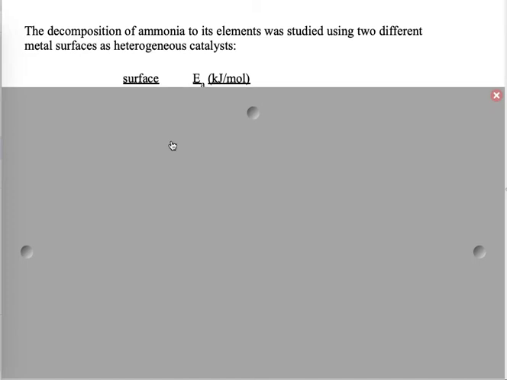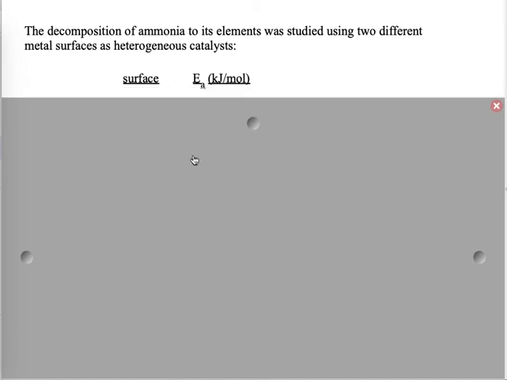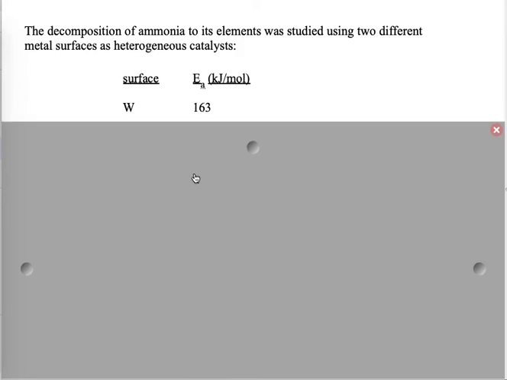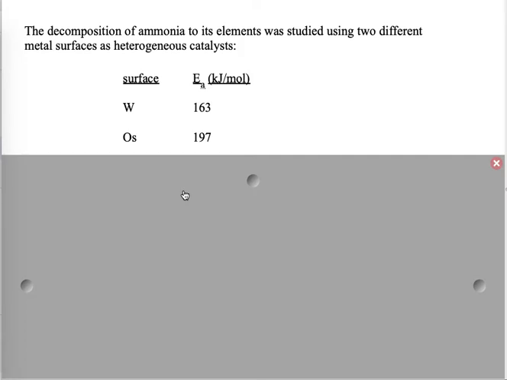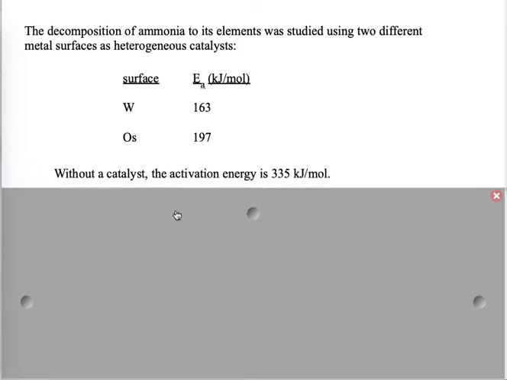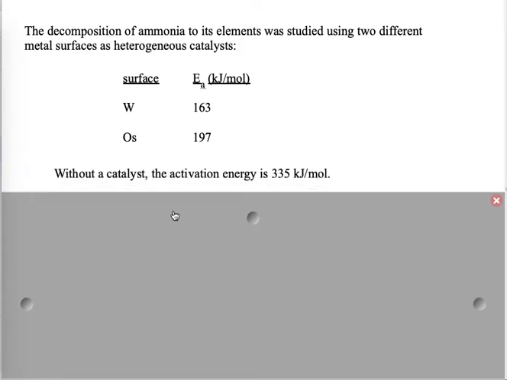Here's a question. We can decompose ammonia to its elements using two different metal surfaces as heterogeneous catalysts, and we're going to look at the activation energy for the reaction with these two catalysts at a given temperature. For tungsten, the activation energy is 163 kilojoules per mole. For osmium, 197 kilojoules per mole. The uncatalyzed reaction has an activation energy of 335 kilojoules per mole. So we can see that these two catalysts each lower the activation energy quite substantially.